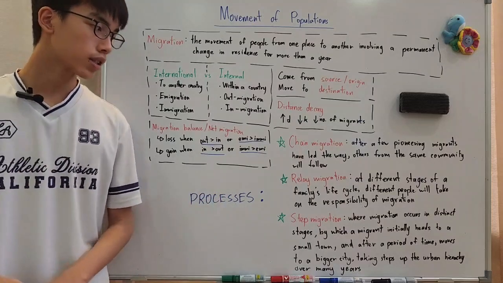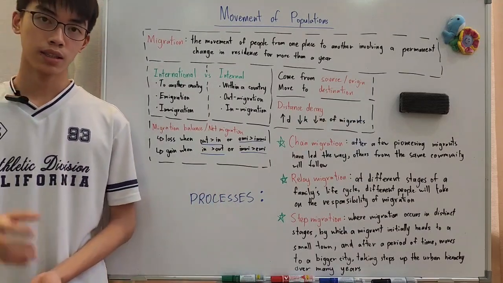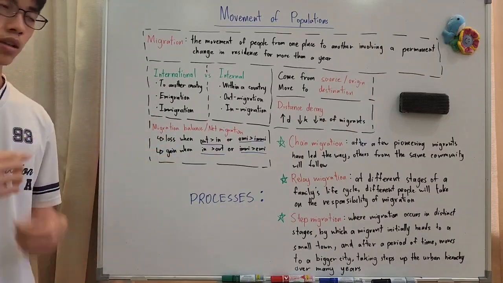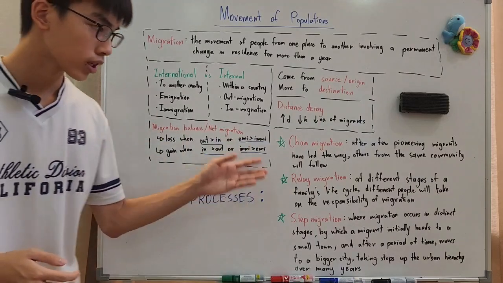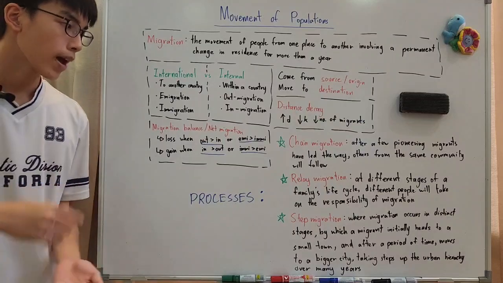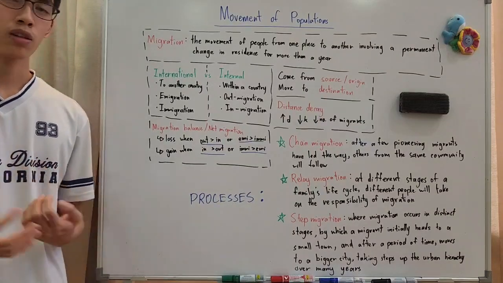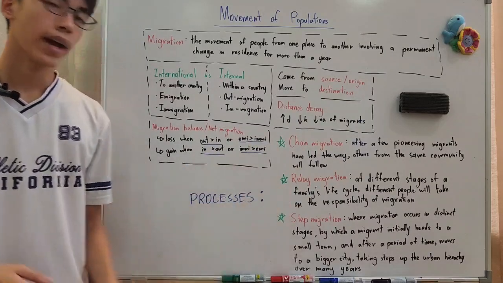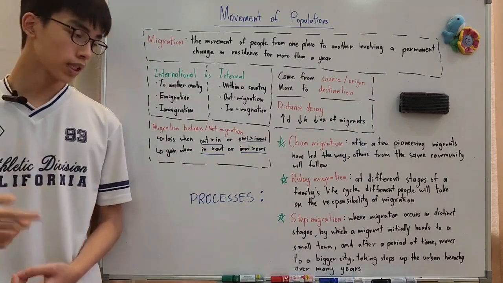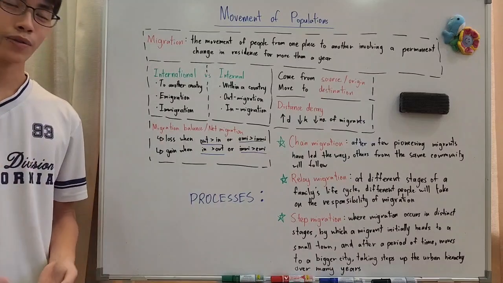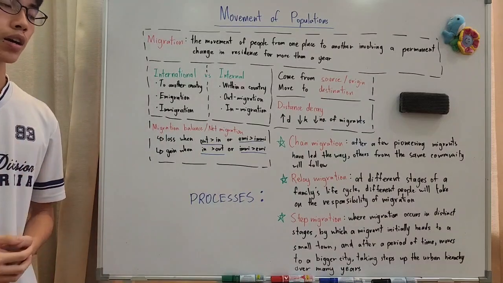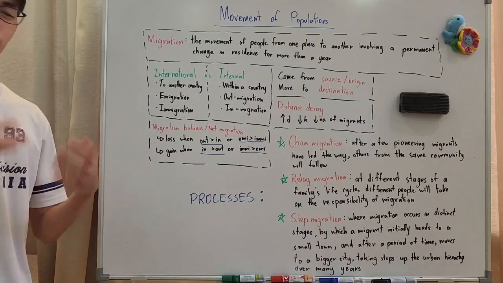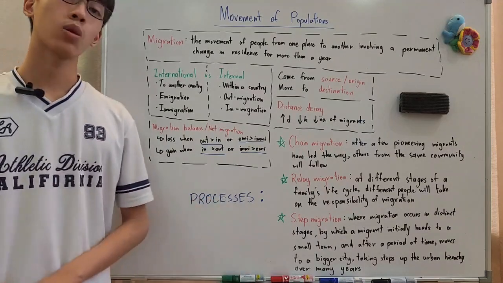Lastly, step migration is when migration occurs in distinct stages, so there are multiple steps towards migration, not just one movement, by which a migrant initially heads for a small town, and then after a period of time, once they've consolidated their money or something, they've learned more about other areas, they then move to a bigger city, and then this process repeats over a number of years. So they take steps up the urban hierarchy, from a village, a hamlet, to a town, to a city, to a capital city, a conurbation and so on. And it's done over many years.